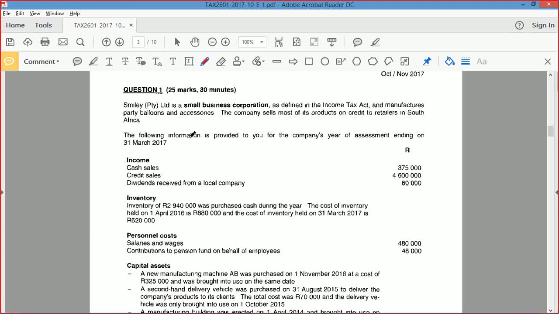They manufacture party balloons and accessories. It's always a good idea to identify what business you're in, because if you know what business you're in, you'll know how to treat the different line items that come up later on in the question. The company sells most of its products on credit. Does SARS care if you sell it on credit or for cash? No, they don't. Remember, they just want to know how much income you generate.